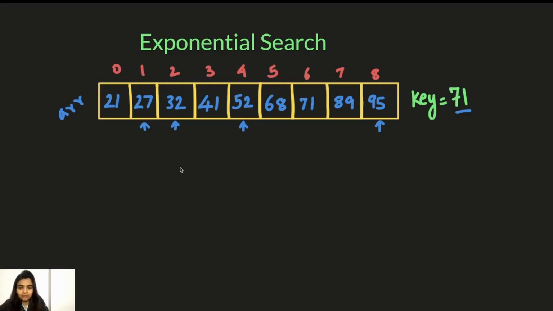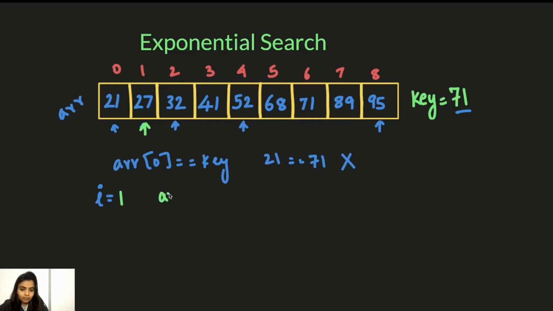And let's do a dry run now. First of all, we check if array of 0 is equal to the key. Array of 0 is 21. Is 21 equal to 71? No, it's not. Now we start maintaining one variable, which is i, the index. i will initially be 1, and array of 1 is 27.